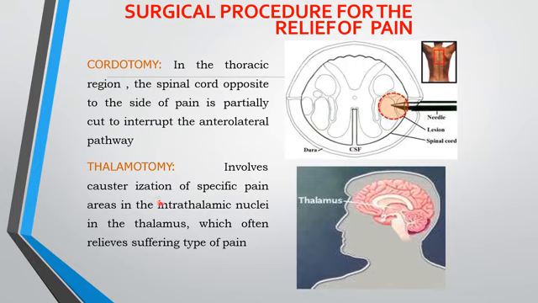Thalamotomy involves cauterization of the blood vessels or specific pain areas in the intrathalamic nuclei in the thalamus, which often relieves suffering type of pain. By cauterizing the vessels, the blood supply is blocked and the nuclei in the thalamus are damaged, so that the pain sensation, because finally the pain pathway ends in the thalamus, is reduced. So some relief will be there by doing thalamotomy.